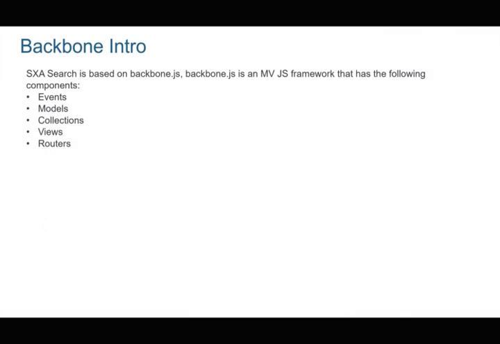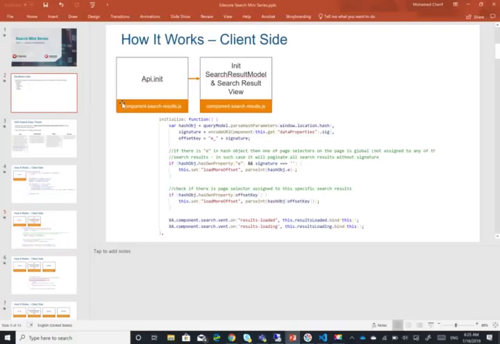So the first thing you need to understand is that SXA search is built on Backbone. Backbone.js is a model view JS framework that really provides you with the following components: events, models, collections, views, routers. And you really need to understand Backbone really well in order to be able to ultimately play around with, change, update and extend the search framework.